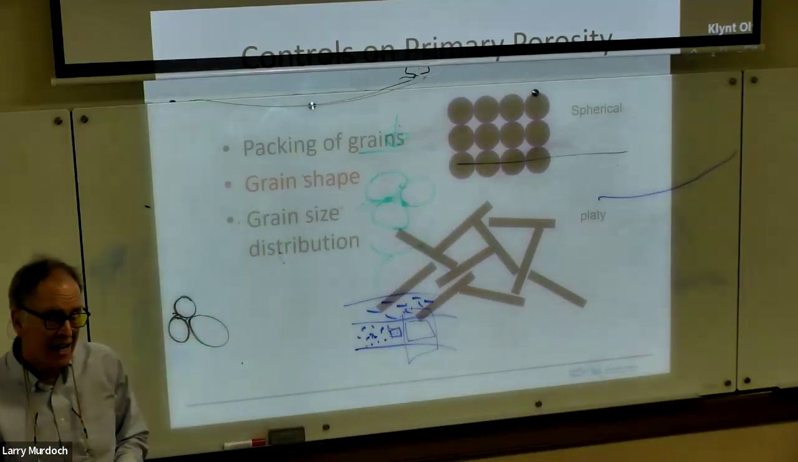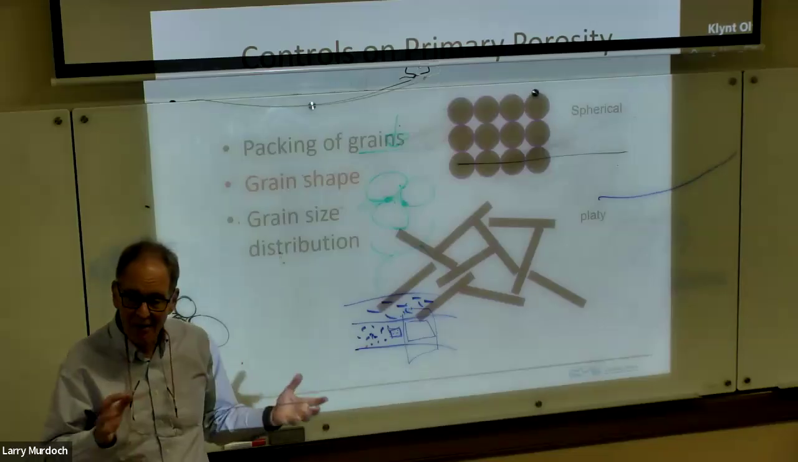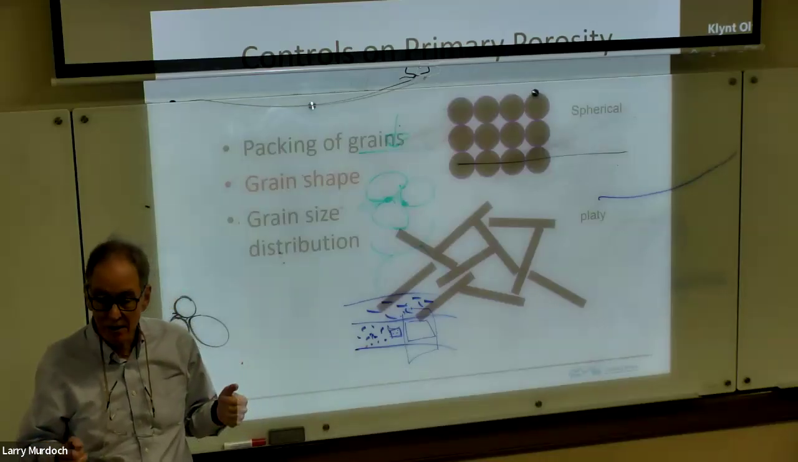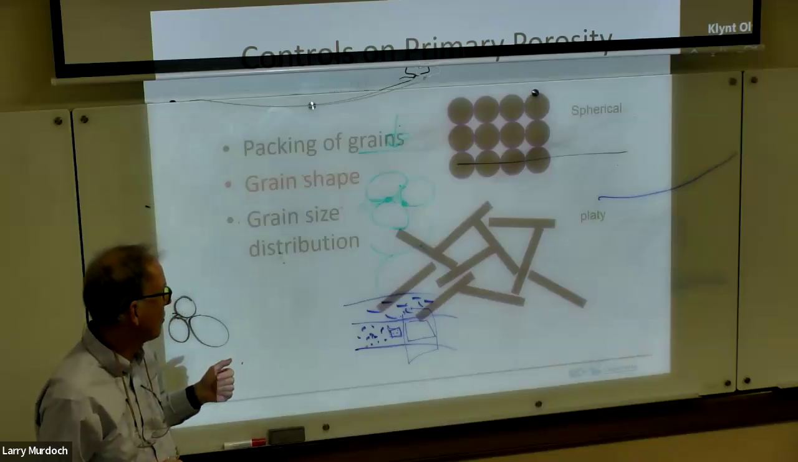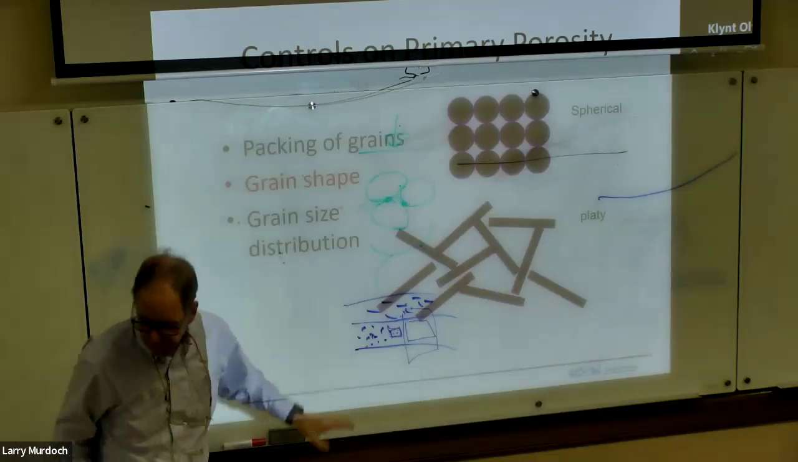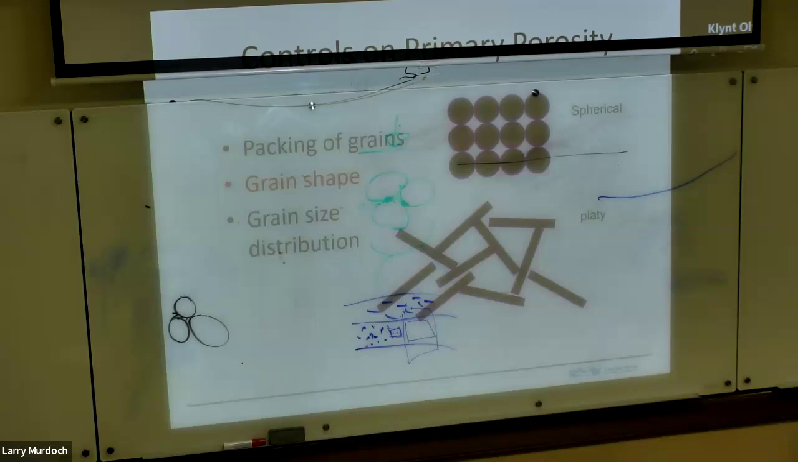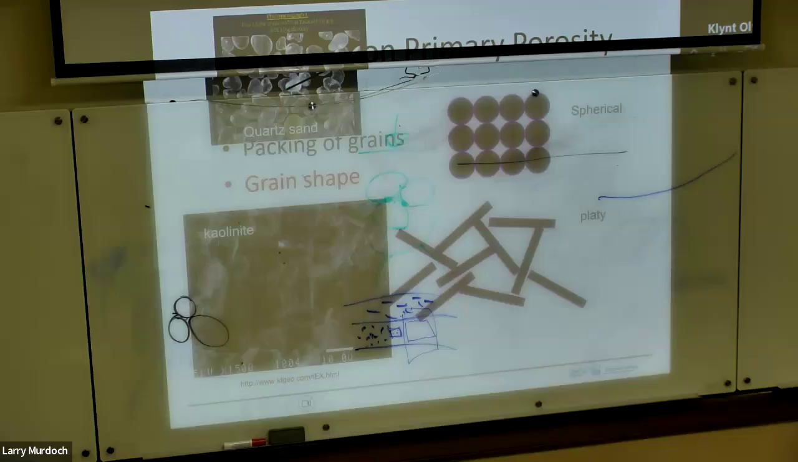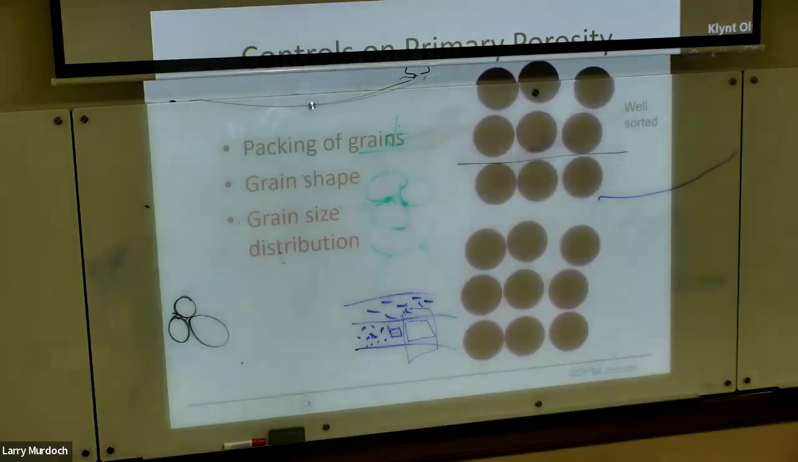So as a result of that, clay minerals can have a very high porosity. And it's a consequence of the shape and then the packing that results from that shape. Here's some examples. Kaolinite is a clay mineral. Here's some quartz sand. So clay is going to have porosity in that range.